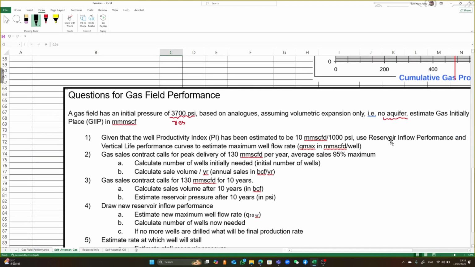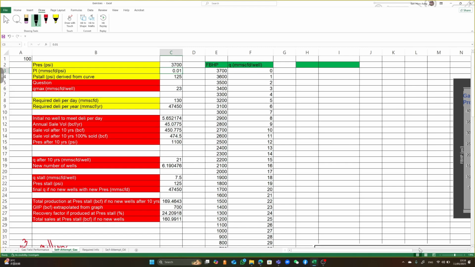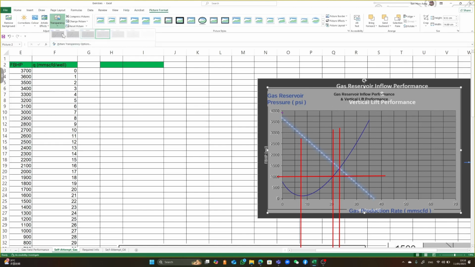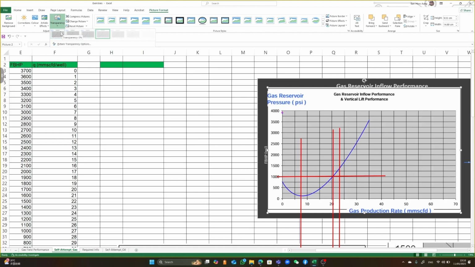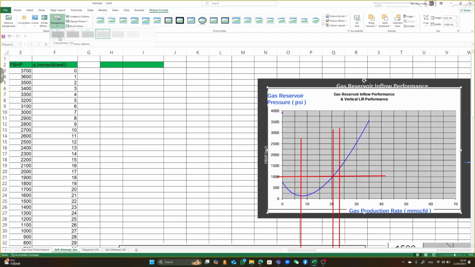Use reservoir inflow performance and vertical lift performance curve to estimate maximum well flow rate, Qmax. Okay, so we are given this curve over here. This is the given original curve. If I just show you, this is the curve that it was given. These lines and stuff, I drew it later when calculating it, so just so you know.